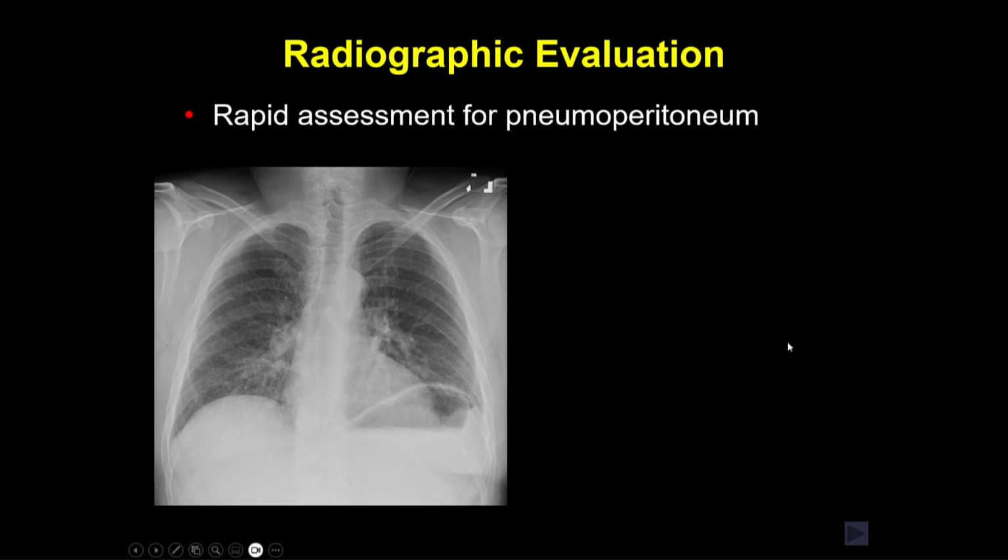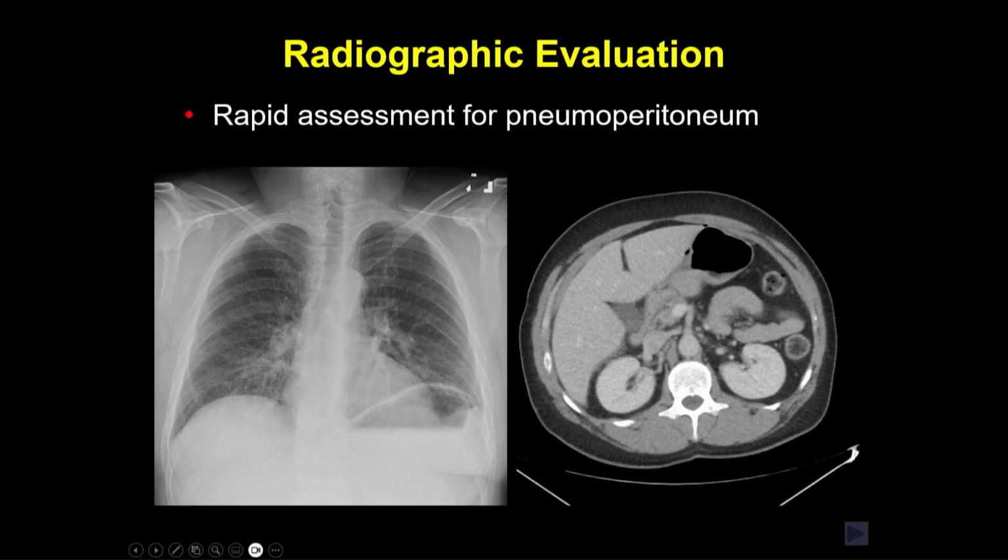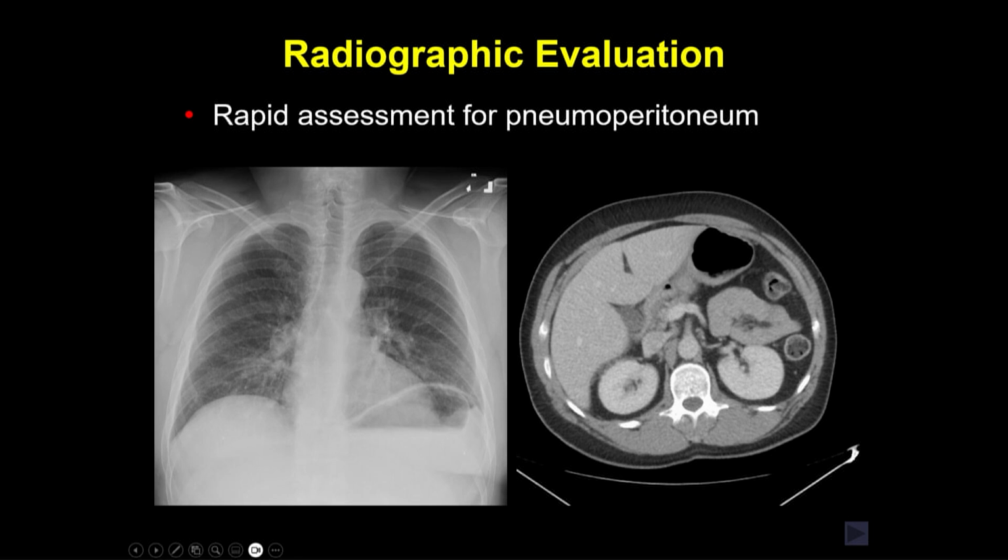This is a nice call by one of our residents. So it's an upright chest radiograph. There's nothing under the right hemidiaphragm, but sometimes air will just be sitting over there under the left hemidiaphragm. And this was a nice example of a perforated gastric ulcer. And I just point out, here you can see that there's gas in the lesser sac.